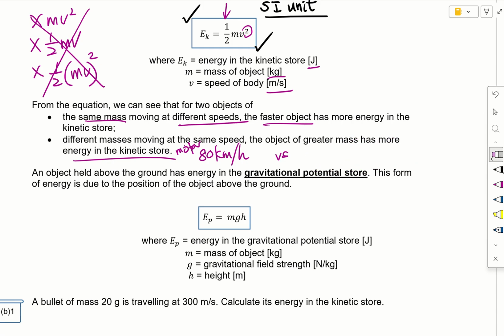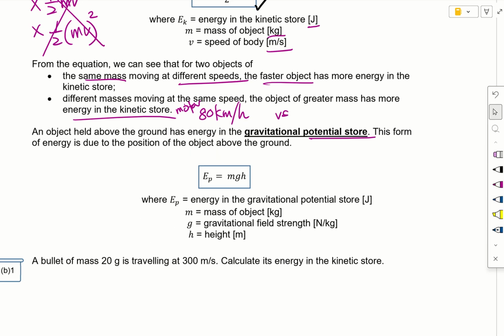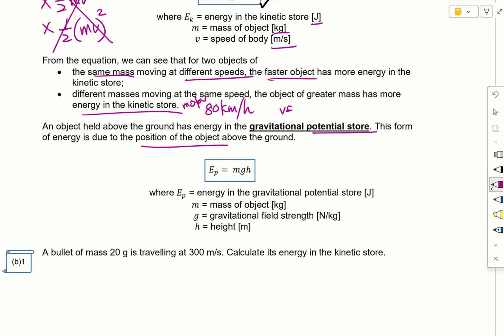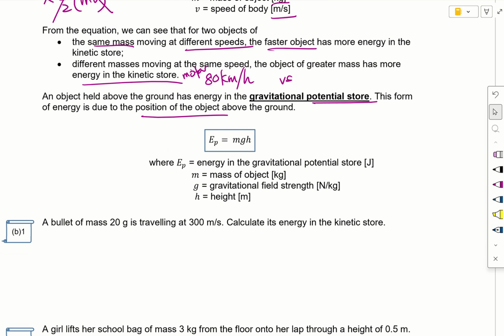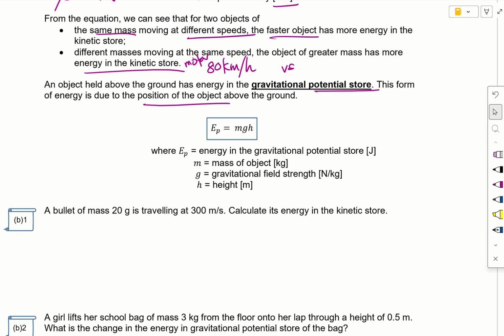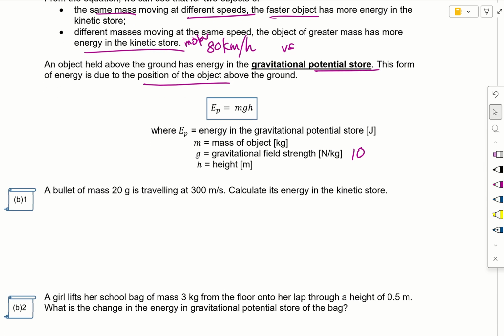Okay, then an object that is held above the ground has energy in a gravitational potential store. It's due to the position of the object above the ground. So the formula is EP equals mgh, whereby EP equals energy in the gravitational potential store, m is mass of object, g is gravitational field strength. For us, we usually use 10, because although it's 9.81, 10 is easier for us in our calculation. So you have to read the question. h is height, and SI unit is meter. So again, this is an SI unit formula.